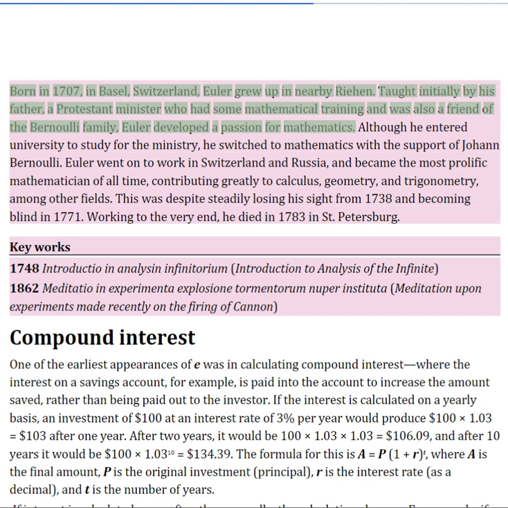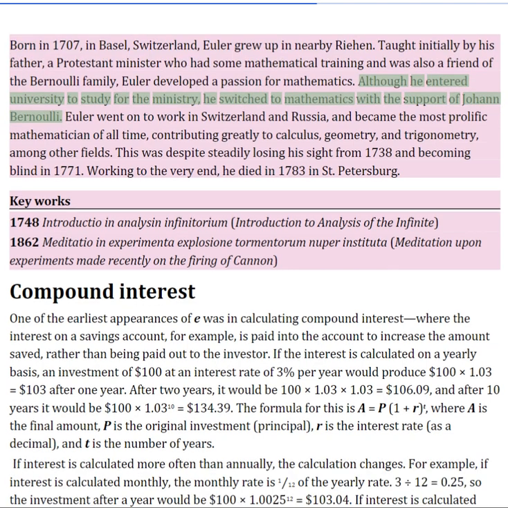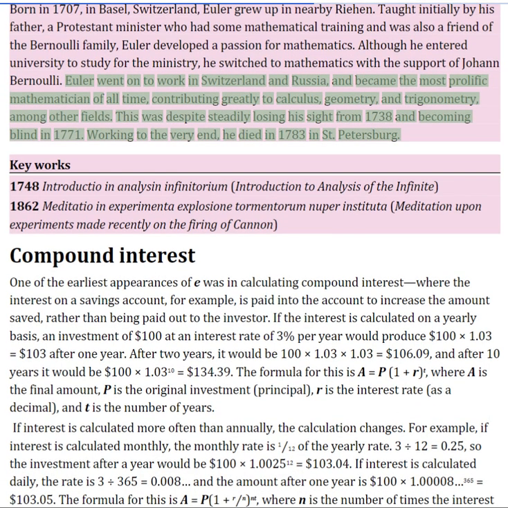Taught initially by his father, a Protestant minister who had some mathematical training and was also a friend of the Bernoulli family, Euler developed a passion for mathematics. Although he entered university to study for the ministry, he switched to mathematics with the support of Johann Bernoulli. Euler went on to work in Switzerland and Russia, and became the most prolific mathematician of all time, contributing greatly to calculus, geometry, and trigonometry, among other fields. This was despite steadily losing his sight from 1738 and becoming blind in 1771.